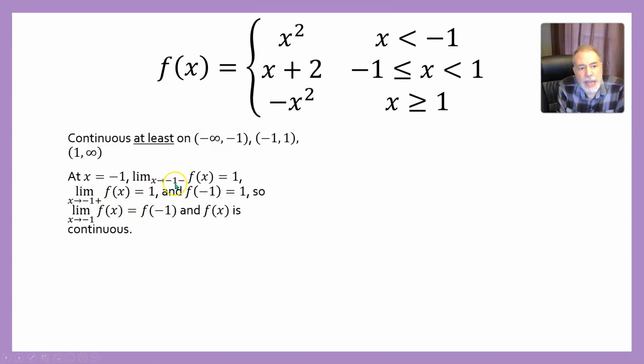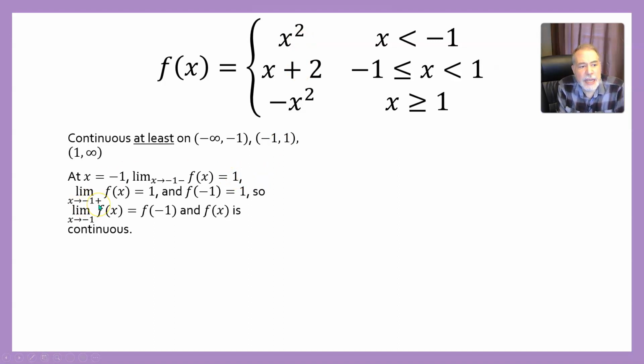As x approaches -1 from the left, f of x would be behaving like x squared, and so it would be approaching -1 squared, which is +1. So that's the limit from the left.